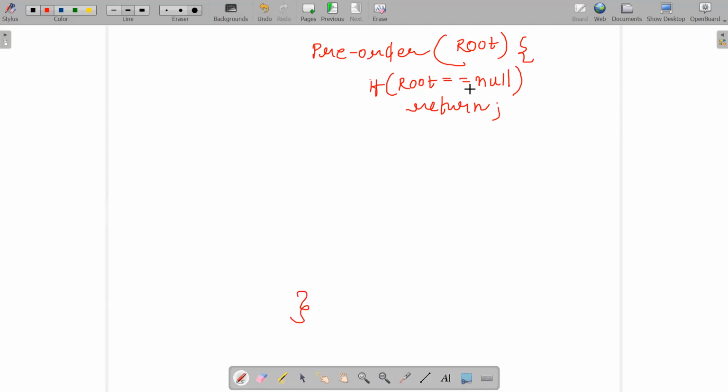Suppose this is not the scenario. There are definitely one or more nodes inside my entire subtree. Then what am I required to do? First, we can print the root node itself. Whatever may be the value of my root, just print it. Print root's val. That's it. Then what else can I do from here? Printing it means I have visited that node.